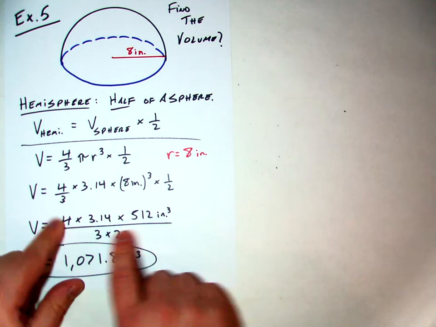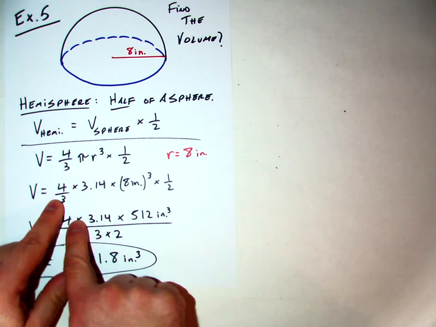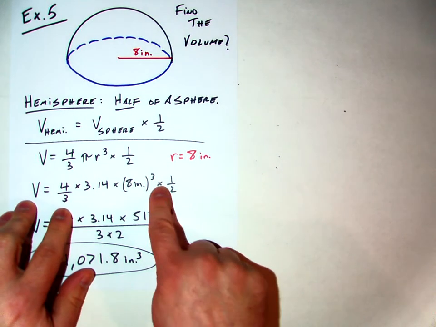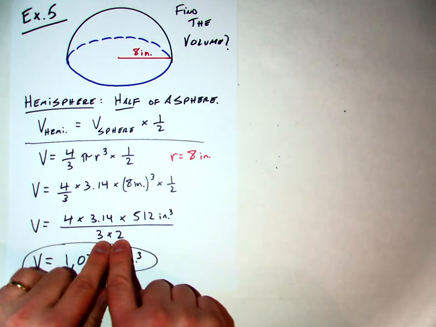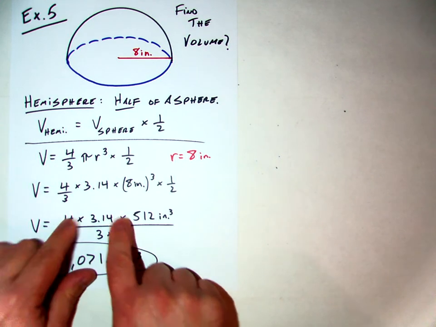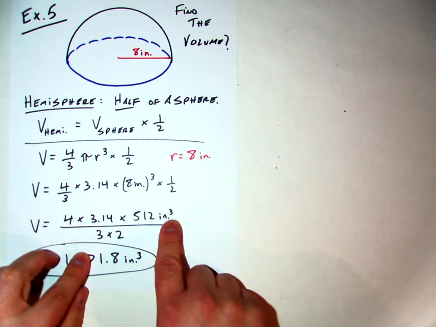Now look what I did here. I kept the 4 on the top because the 4 is multiplying. I brought the 3 down to the bottom because it's dividing, just like back when we had the volume of a cone. And then multiplying by a half is the same as dividing by 2. So the 3 and the 2 are going to join in the bottom, and I'm going to end up dividing by 6. So I have my 4, my 3.14 for pi, my 8 inches cubed, which is 512 inches cubed.